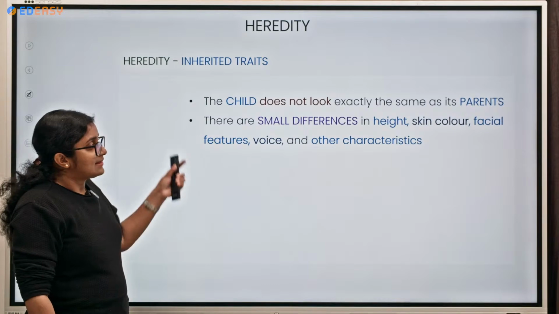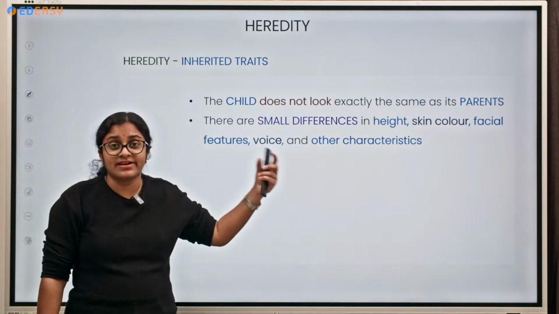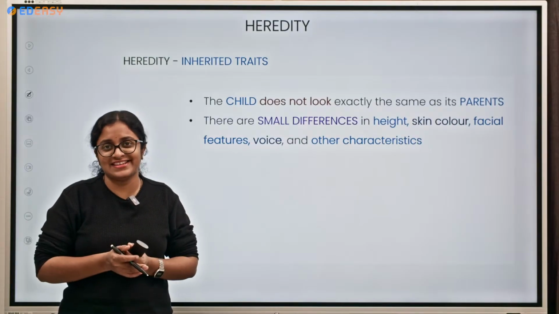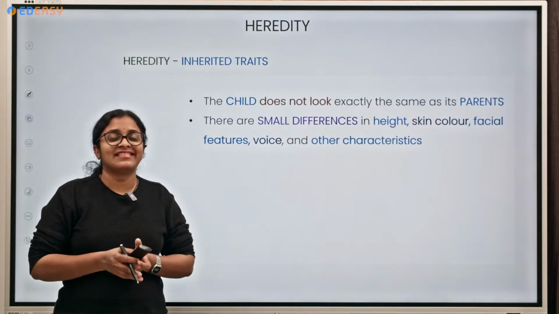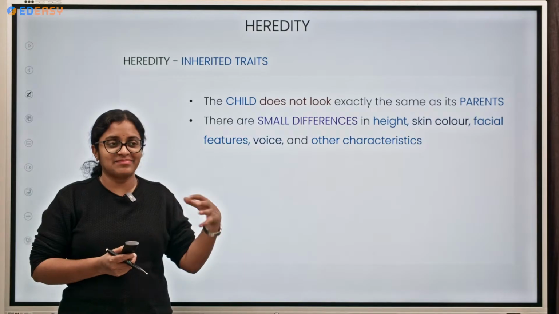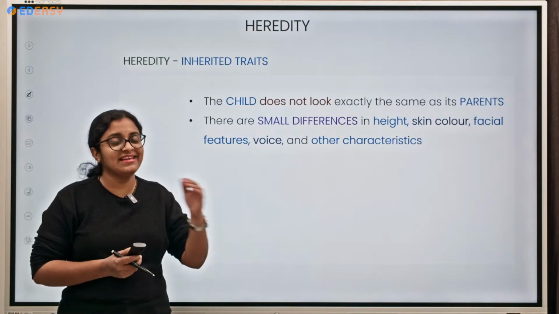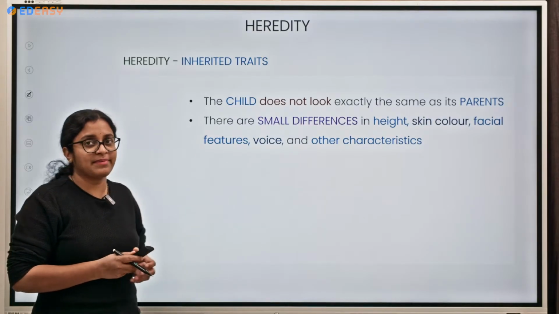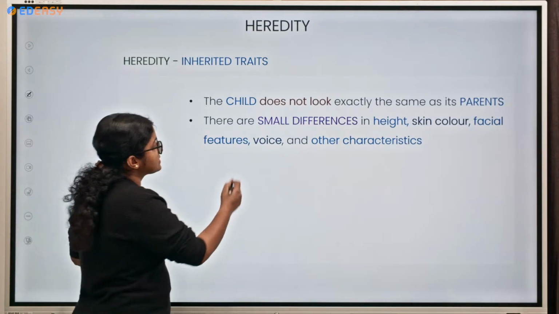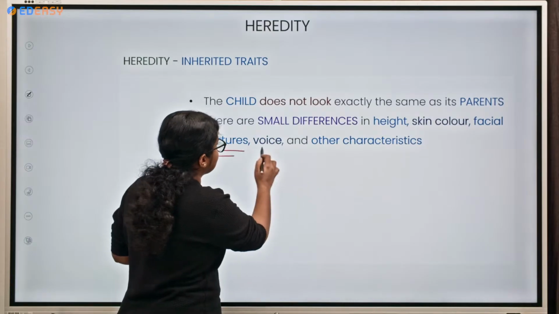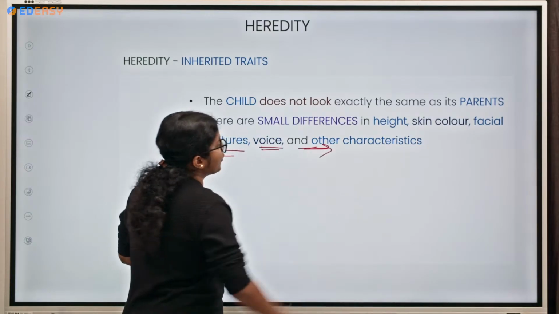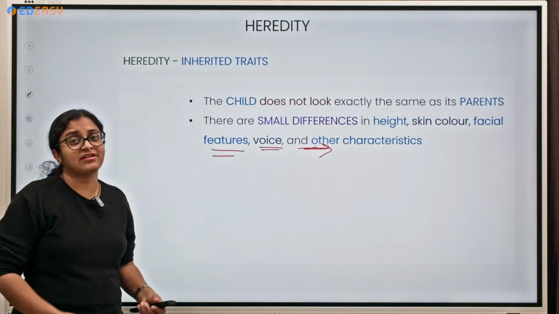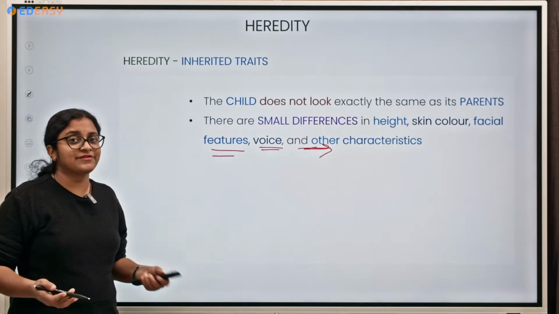Now here, the children do not look exactly like their parents. Even though they have the basic body structure of a human being, they will not be exactly identical to the parents. There are small differences with respect to height, skin color, facial features, voice, and various characteristics; the blood group might also be different. There are lots of things we can infer here.